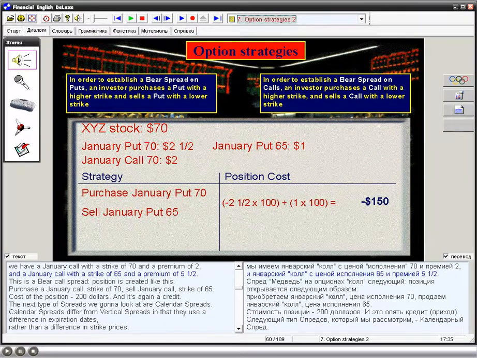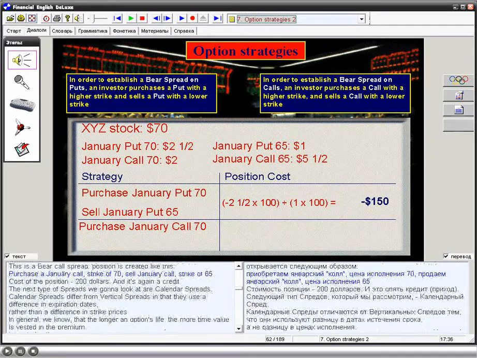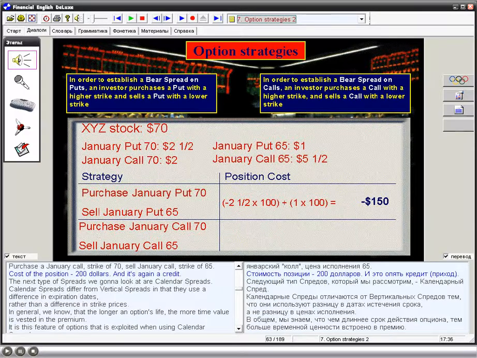In order to establish the bear spread on calls, we have a January call with a strike of 70 and a premium of 2, and a January call with a strike of 65 and a premium of 5.5. This is a bear call spread. The position is created like this. Purchase the January call, strike 70, sell a January call, strike 65. Cost of the position, $200, and it's, again, a credit.